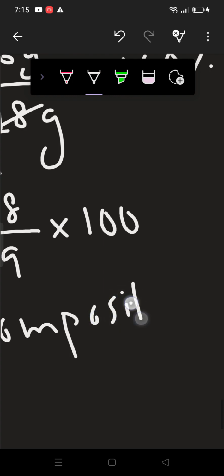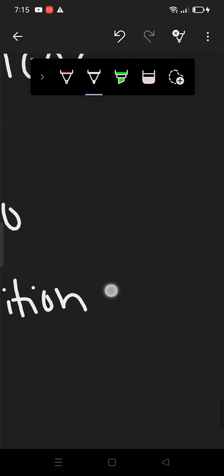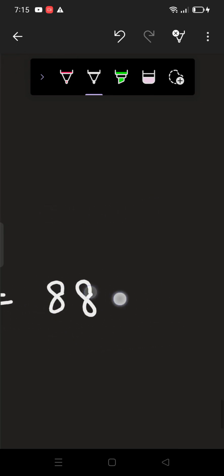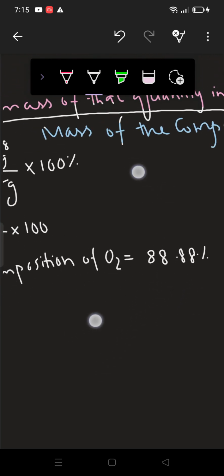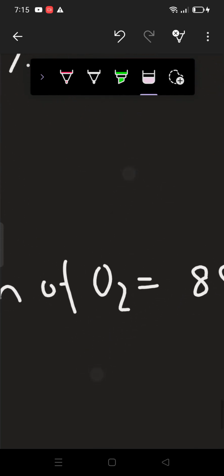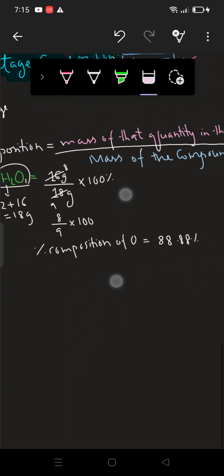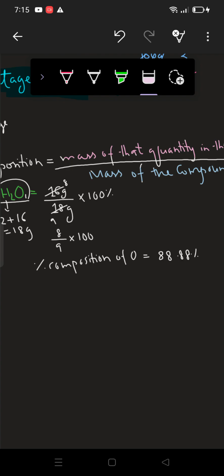Wait, let me write here. The percentage of oxygen is 88.88%. Means how much oxygen is present in the H2O molecule? There is basically 88.88 percent present in the H2O molecule.